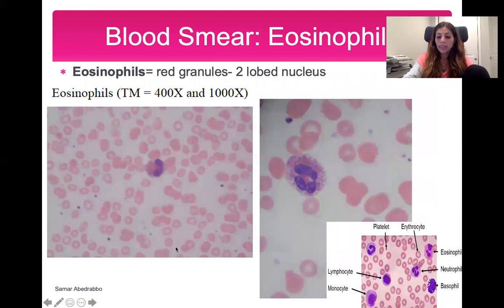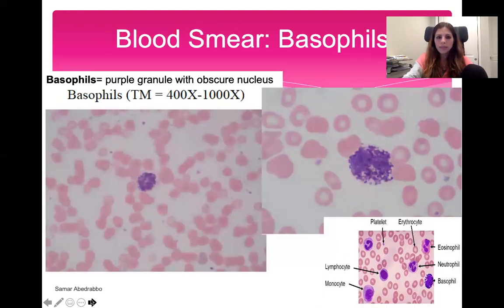Eosinophils, remember, these cells play a role in destroying parasites, so parasitic infections if you have a worm infection. They're granular, and we see a two-lobed nucleus. So here's an eosinophil, with a two-lobed nucleus right there. And I know a lot of them look very similar.